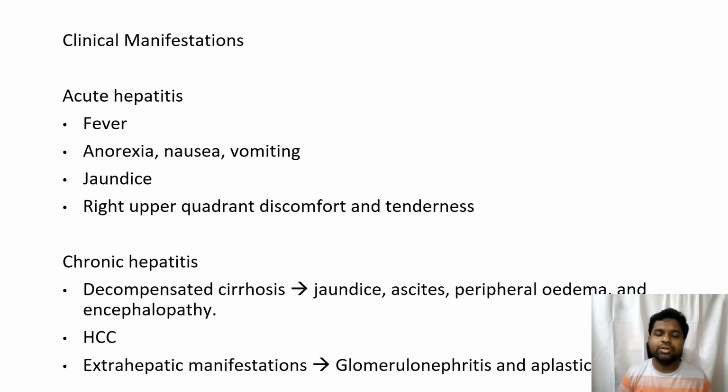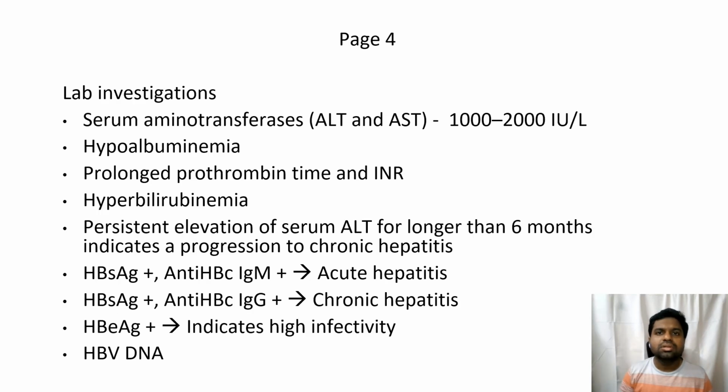Clinical manifestations for acute hepatitis would be fever, nausea, vomiting, anorexia, jaundice, as well as right upper quadrant discomfort or tenderness. Sometimes the patient can present with chronic hepatitis, like decompensated cirrhosis, where the patient can have ascites, jaundice, bleeding manifestations, hepatic encephalopathy, or sometimes is incidentally diagnosed with hepatocellular carcinoma, or even with extrahepatic manifestations like glomerulonephritis, aplastic anemia. So the presentation varies.